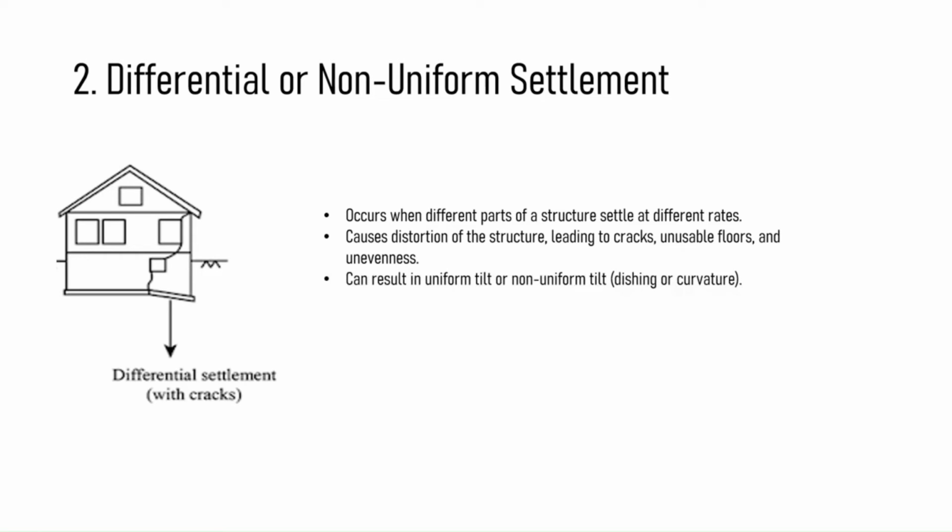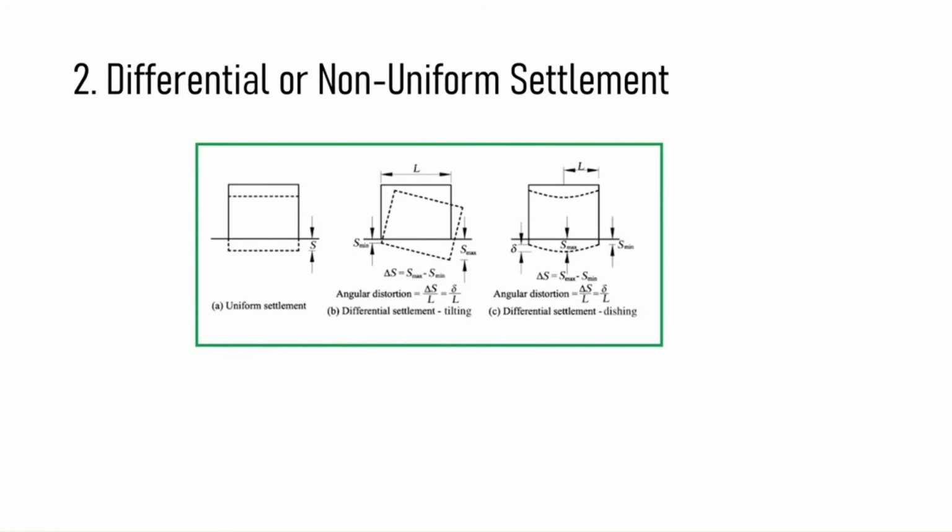Figure B shows the differential settlement that is tilting. It shows a uniform tilt where the entire structure is subjected to a rotation. Figure C shows a non-uniform tilting, also called dishing or curvature settlement. Both these types of differential settlement are caused due to non-uniform settlement, that is caused due to non-uniform bearing stress of the soil and non-homogeneous subsoil conditions.